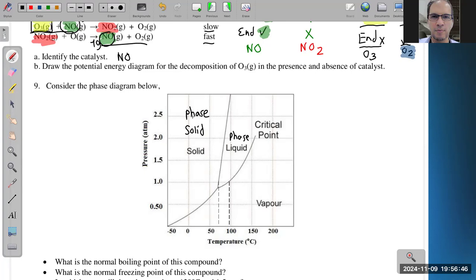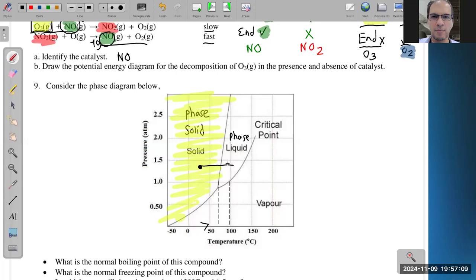We said that if you have a temperature and a pressure that makes you fall in this area, then you are in the solid phase. If your temperature increased a little bit and you were here, on the x-axis you move to the right, so you reach here, and you change from the solid into the liquid.